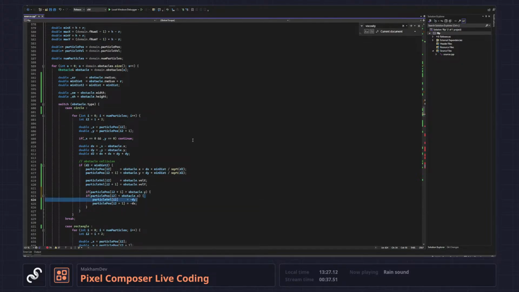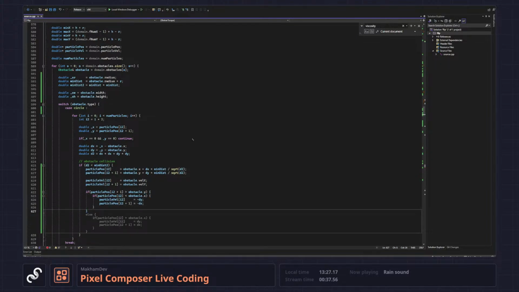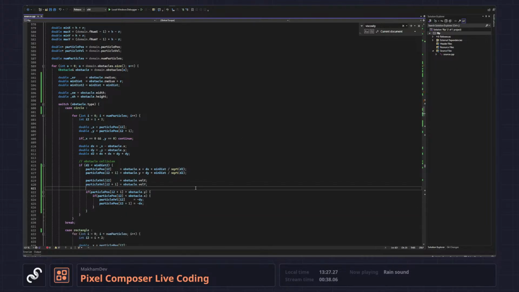Because if it's lower, which means, wait, y-axis goes down, not up. Oh no, right? Y-axis goes down. Yeah, that's the problem. So the particle y position needs to be less than the obstacle position, right? That's the case. You check if the particle position x is less than x or not. Then you do that.